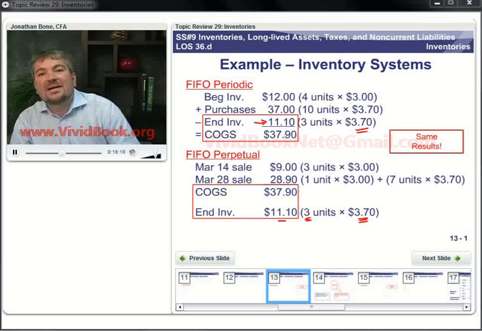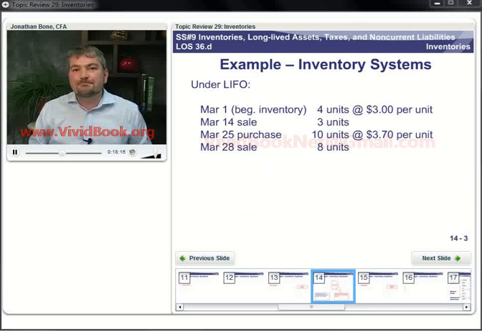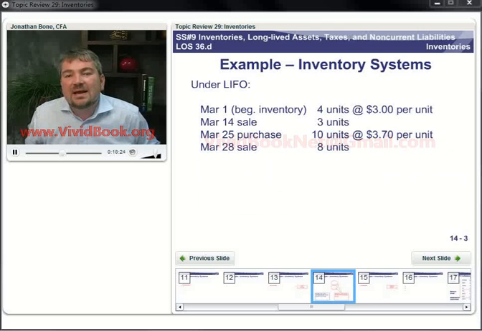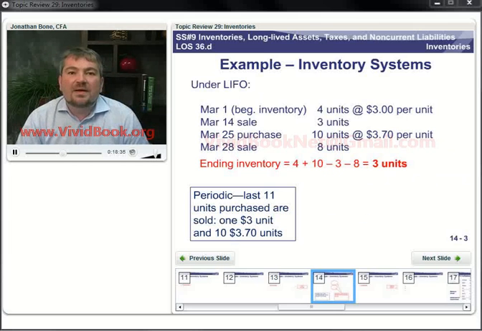Now, of course, what we're again going to do is have a look at LIFO, and the key that we're going to see under LIFO is we do not get the same results. So here's our data again. It's exactly the same. Notice beginning inventory 4 units, purchases 10 units, 14 units. We then sell 11 units, giving us 3 units remaining. But, of course, LIFO assumes you sell the most recent purchases first. So, under periodic, the last 11 units purchased are sold. Okay, so under our periodic convention, of course, all we're going to do is value our ending inventory at the oldest prices.